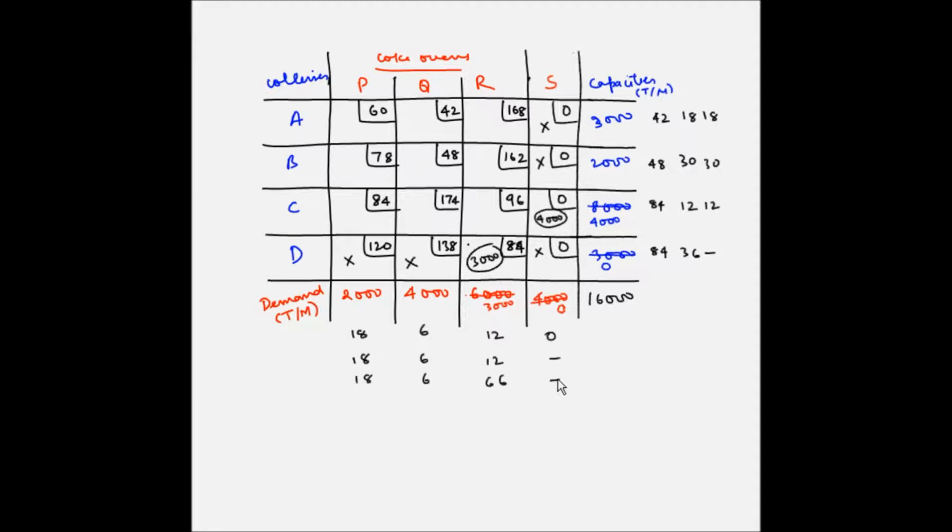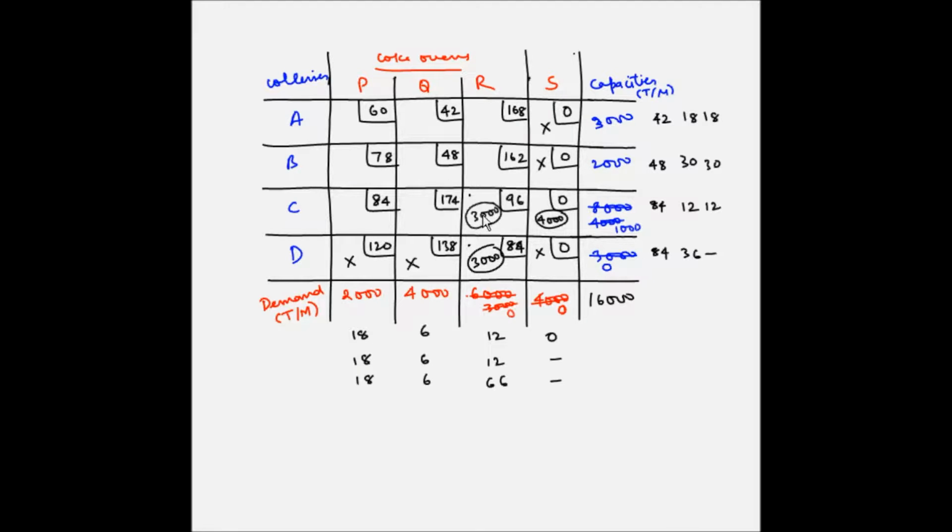Now the row or column with the largest penalty cost is the column R. So let's allocate the maximum to the square for column R with the lowest cost. So that square is CR. Now let's evaluate the supply and demand situation here. So C has a supply capacity of 4000 while R has a demand of 3000. So the maximum that can be allocated is 3000.